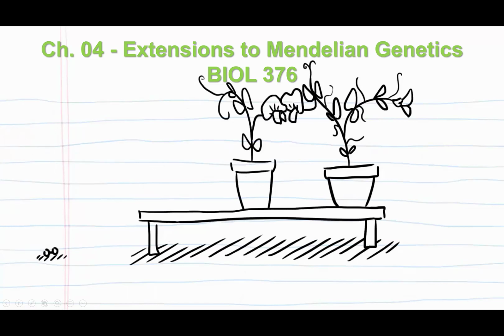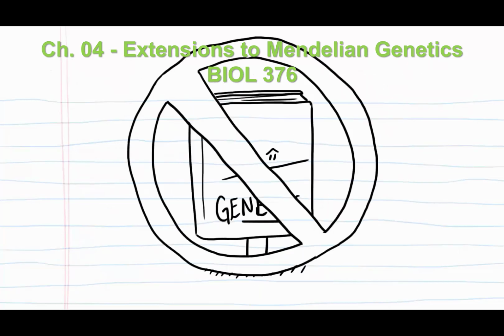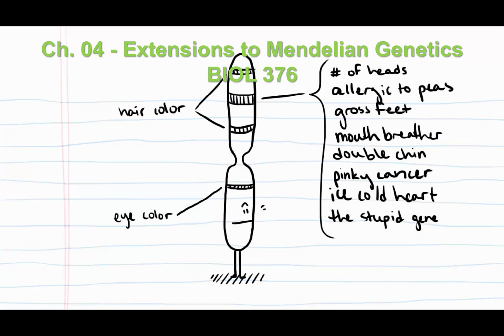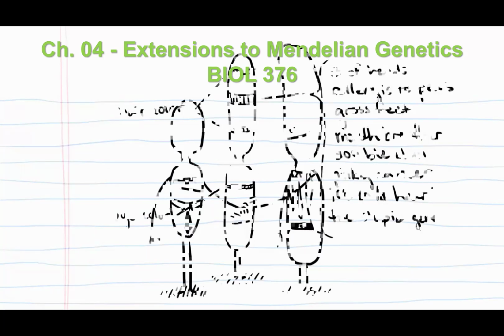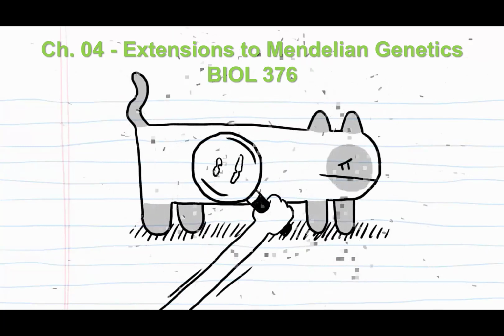This video lecture is over Chapter 4. We're going to be covering extensions to Mendelian genetics, and a large portion of this chapter is understanding the vocabulary and what the vocabulary means and how those deviations from Mendelian genetics could potentially affect you if you were doing a genetics problem.